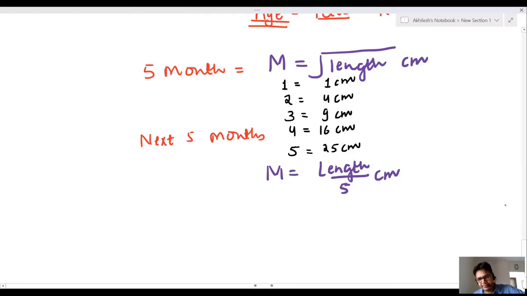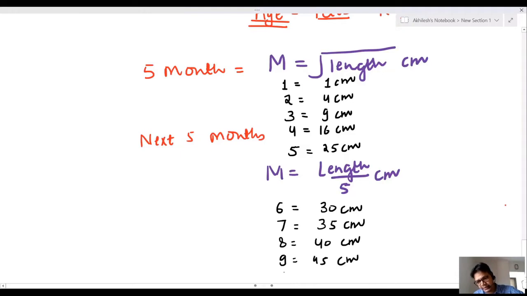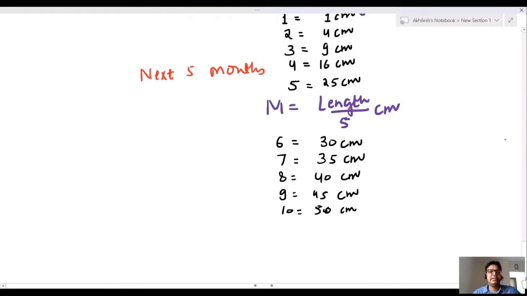For next 5 months, we use this formula. If month is 6, length will be 30 centimeter. If month is 7, length will be 35 centimeter. If month is 8, length will be 40 centimeter. If month is 9, length will be 45 centimeter. At 10th month, almost 50 centimeter. This is for next 5 months.